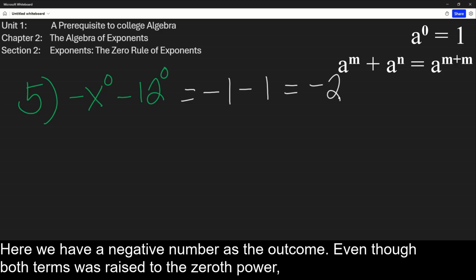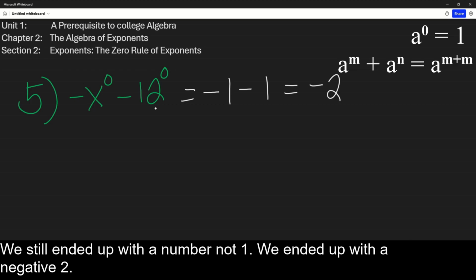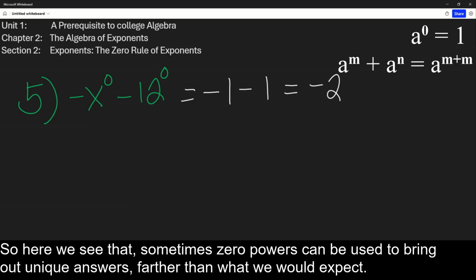Here we have a negative number as the outcome. Even though both terms were raised to the 0th power, we still ended up with a number that is not 1. We ended up with a -2. So here we see that sometimes the 0th power can be used to bring out unique answers far different than what we would expect.